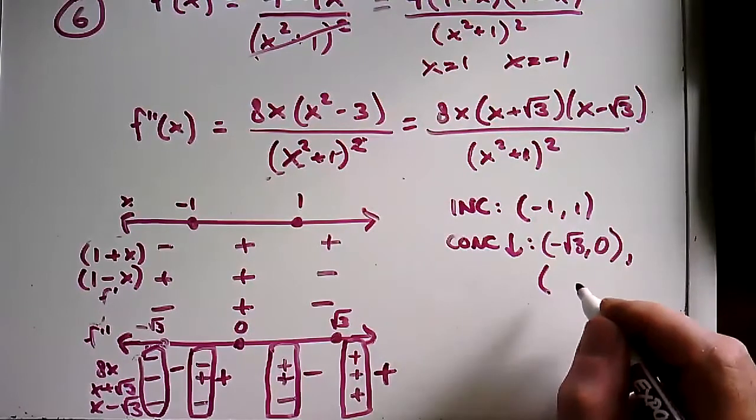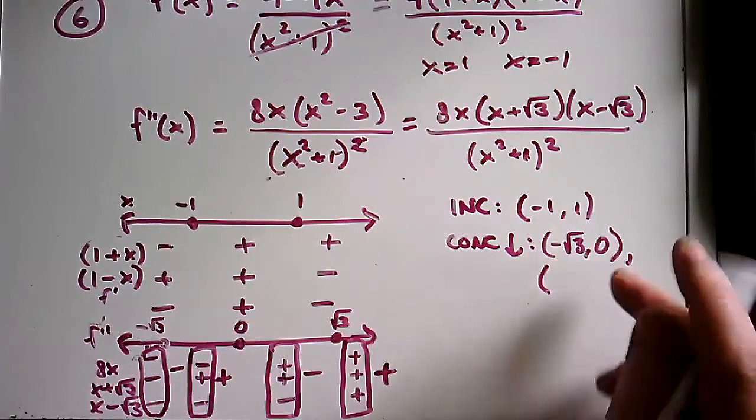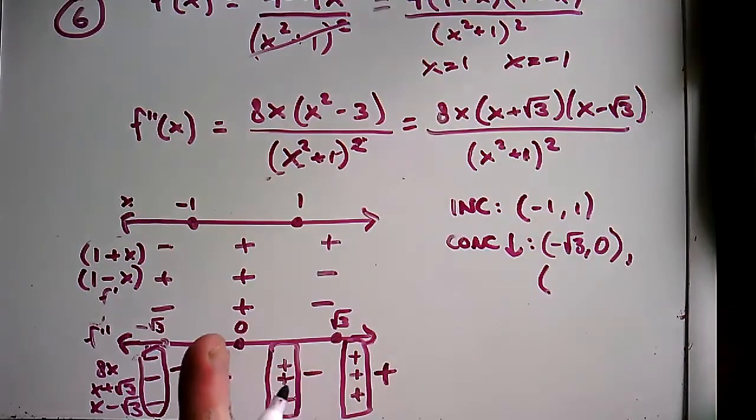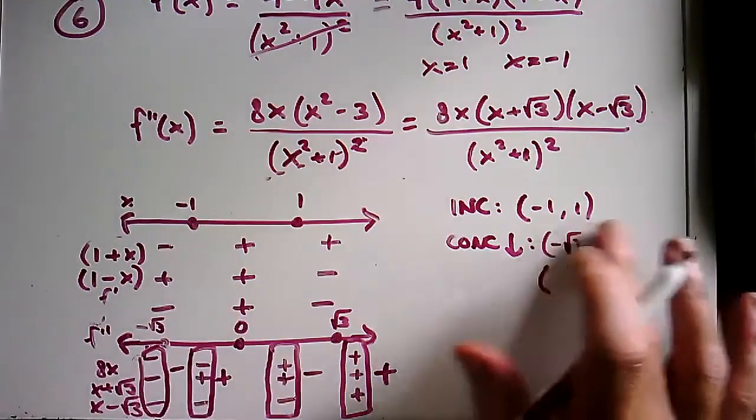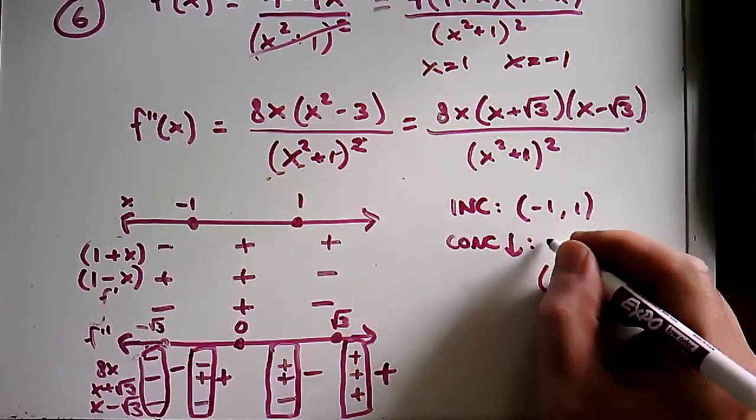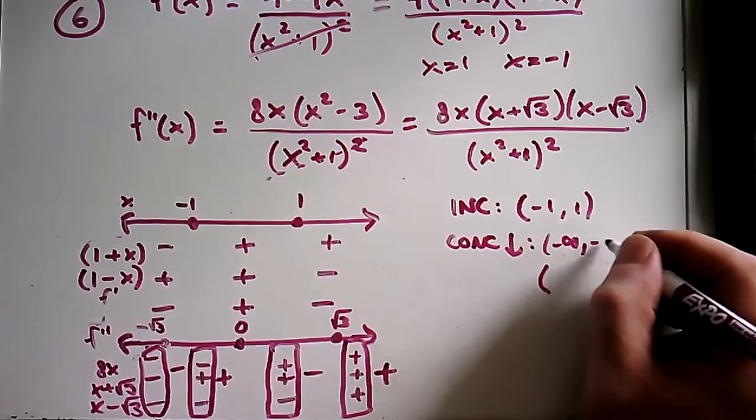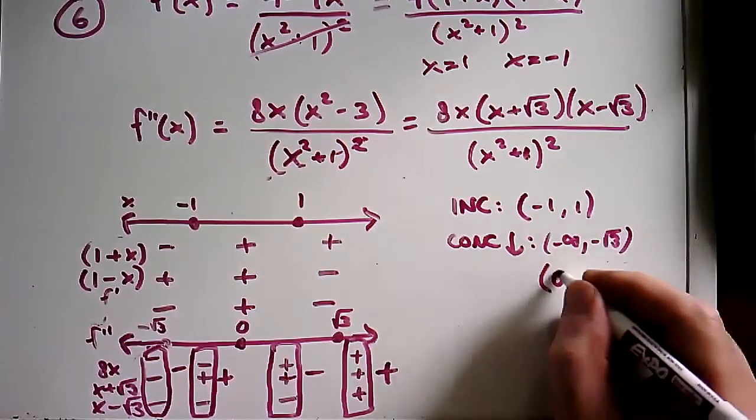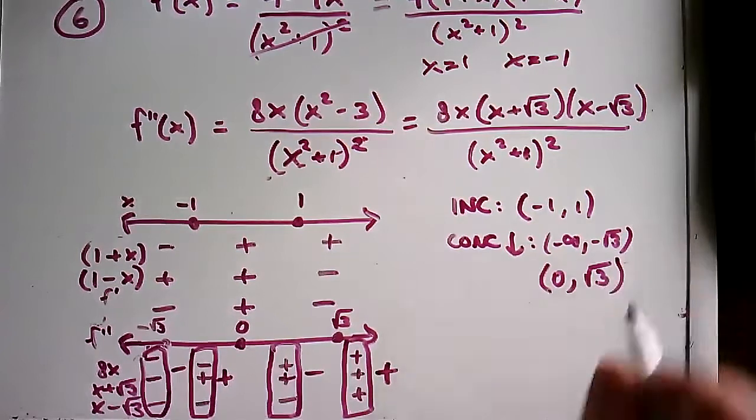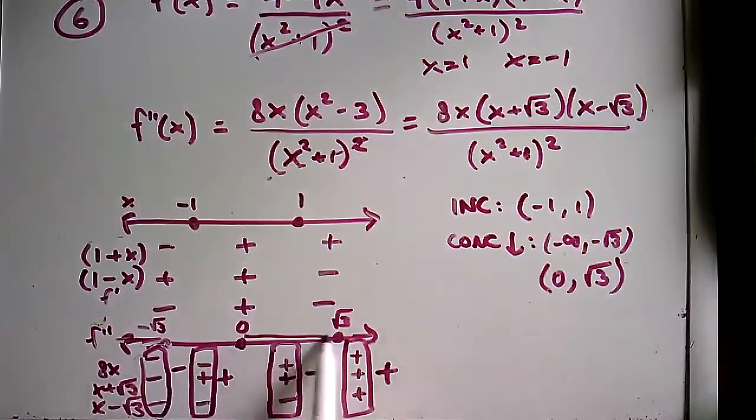We also have, oh sorry, I have that backwards. So it starts, yep, I have that backwards. So we actually want negative infinity to negative root 3, and then from 0 to root 3. Those are 2 intervals, so here and here. Okay, now here's the cool part.